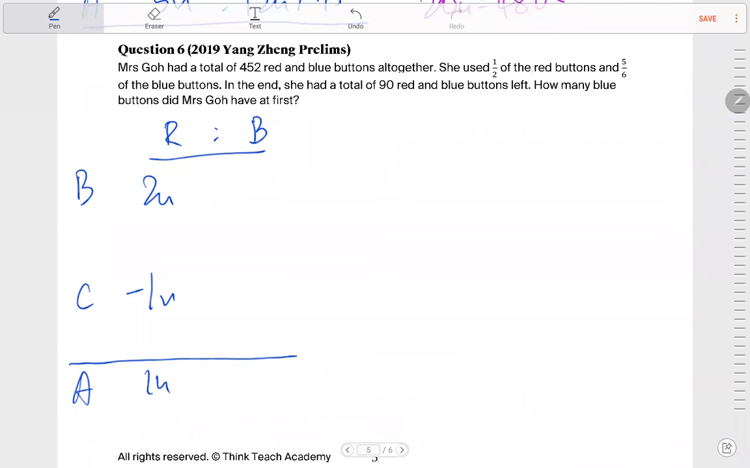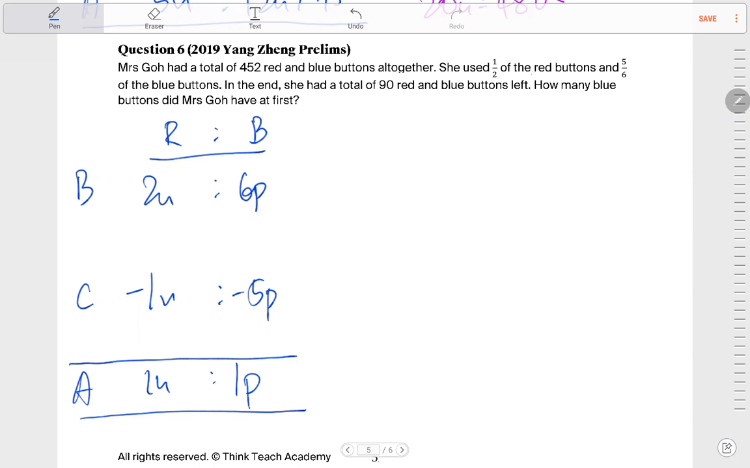And I used 5/6 blue buttons, right? So that means that I'm going to start blue with 6 parts. I used minus 5 parts, so I am left with 1 part. Okay, so this is part 1 done. You have presented the information in a table, right? So now, move on to part 2.